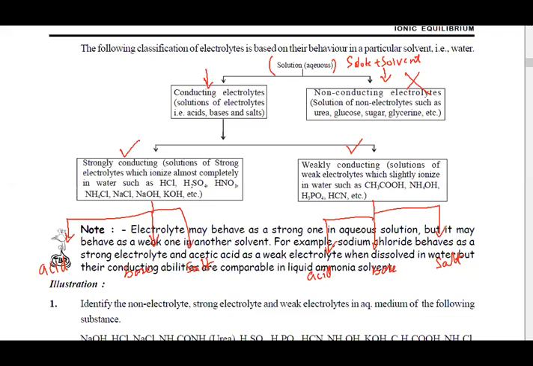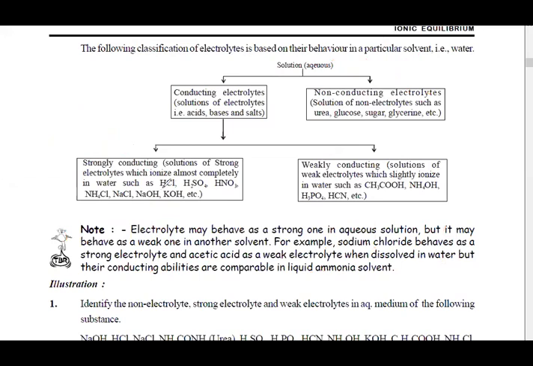So equilibrium will exist in which case? Strong electrolyte or weak electrolyte? Yes, very good, because a strong electrolyte is completely dissociating. The reaction is one way. It is not reversible. So we'll talk about weak electrolytes only.